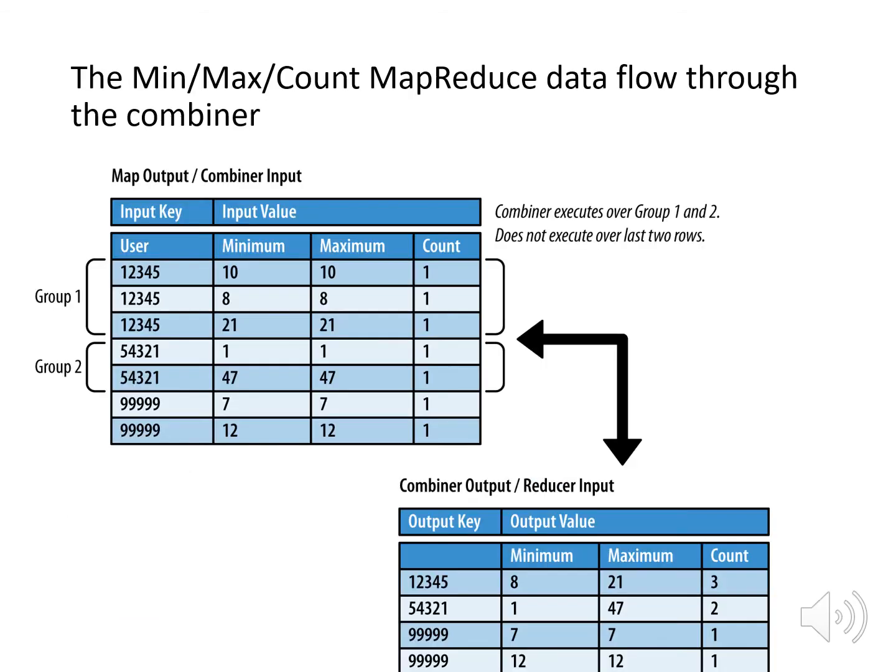This figure shows the data flow between the mapper, combiner, and the reducer. Here, a combiner possibly executes over each of the output groups from a mapper. It determines the minimum and the maximum values in the first two columns and adds up the number of rows.